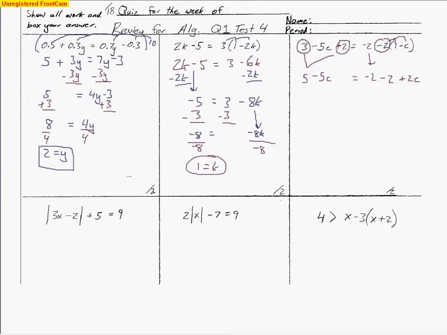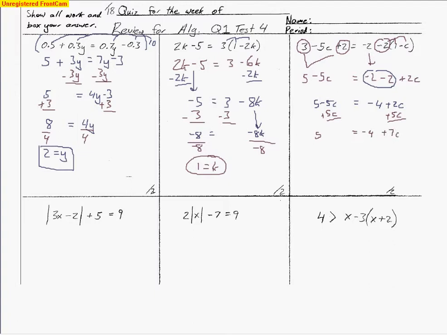So now we're ready to combine some more like terms. Right here, these two make negative 4, and then I go ahead and bring down my positive 2c equals 5 minus 5c. So now I'm ready to start moving terms from one side of the equal sign to the next. So I'm going to add 5c to both sides. So it leaves me with the 5 equals negative 4 plus 7c.